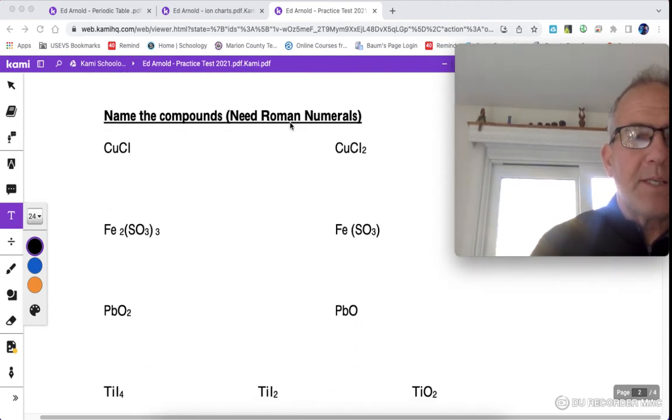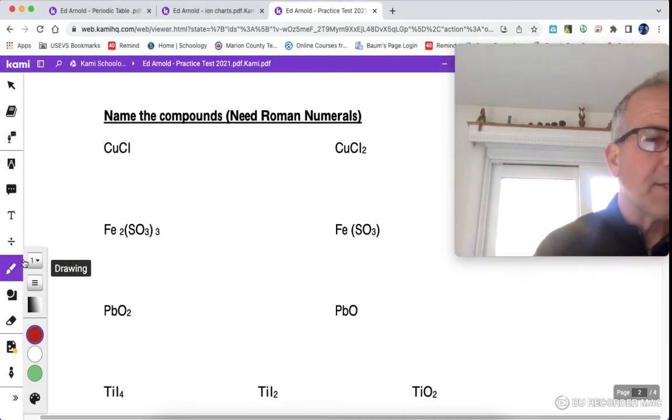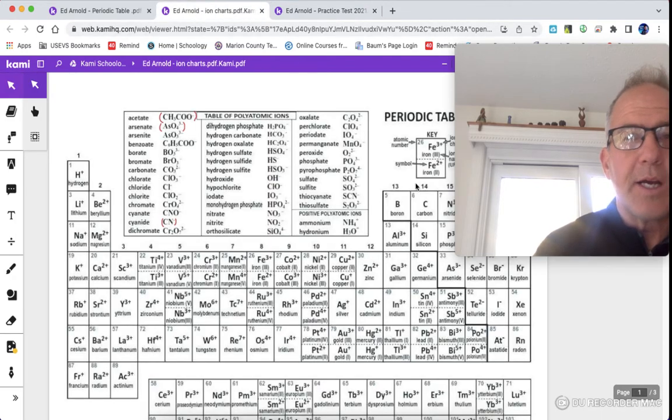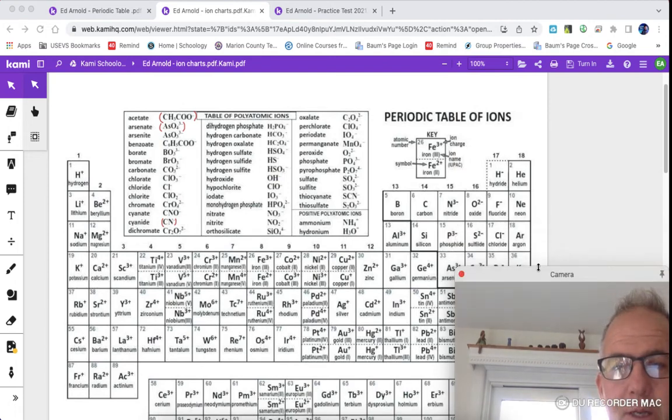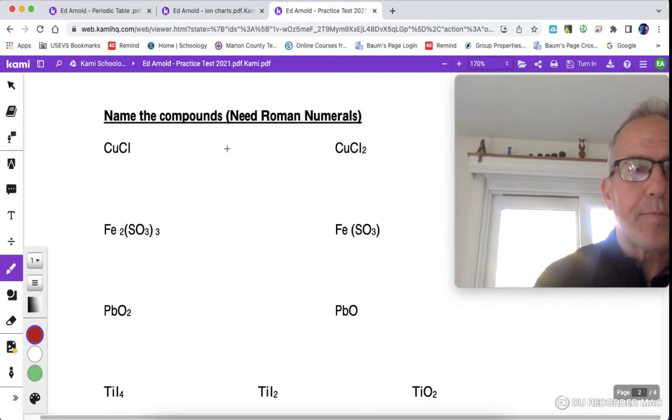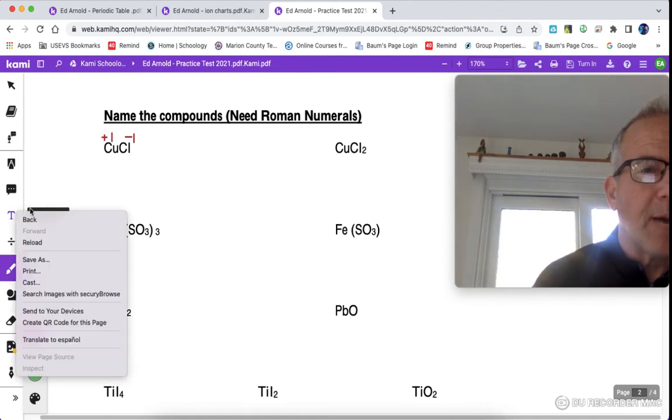All right, now we're going to name these compounds using the Roman numerals. And so this is where the Roman numeral is the charge of the positive. The easiest way to do this is find out the charge of the negative first. So this is CuCl. So I go to the ion chart and I see what the charge of Cl is. And Cl is -1. Okay, now I go over here and I say to myself, what does the charge of copper have to be to make this charge's total 0? And the answer would be +1. And so this would be copper 1 chloride.